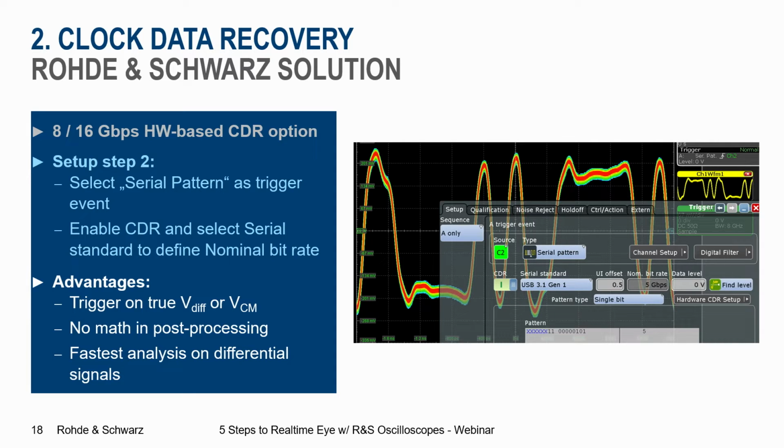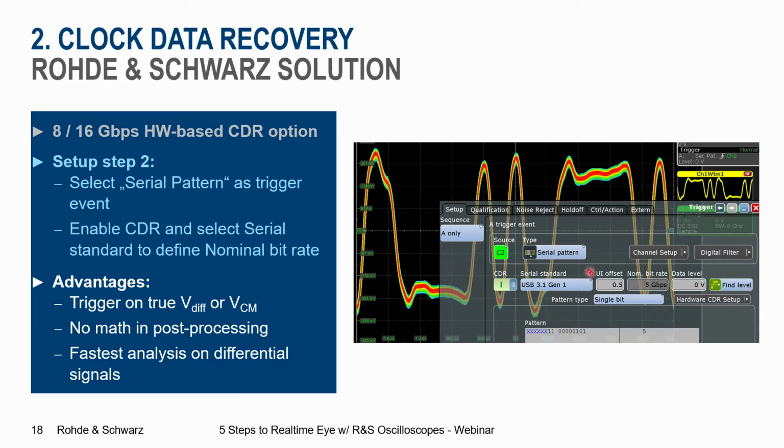And then it's very important that you set up the nominal bit rate. If you have a certain standard that you use for testing, for example, you look at a USB signal, then you can see here under this tab, serial standard, you can select some predefined standards. For example, for USB 3.2 Generation 1, 5 gigabit is automatically applied.